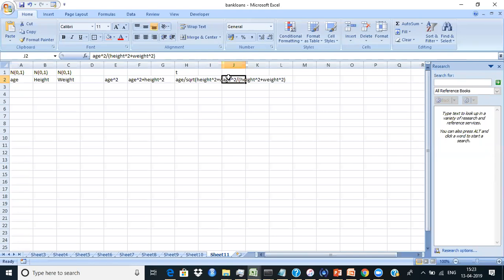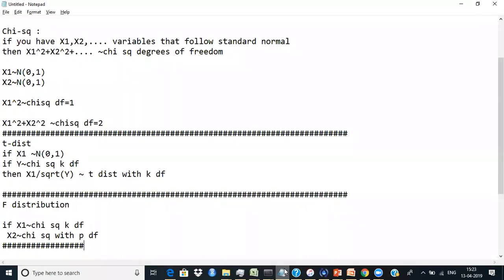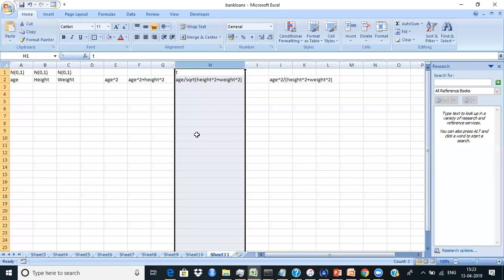So query, in T distribution, the denominator is a square root, or is it just a chi distribution? No, square root of chi. Did I say just chi? Then I made a mistake. I said square root of chi, right? Sorry.